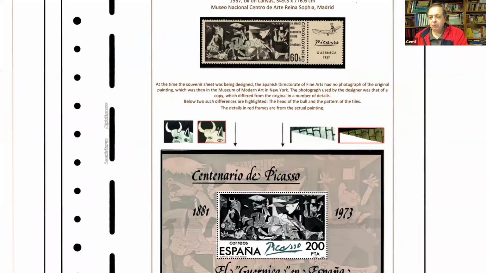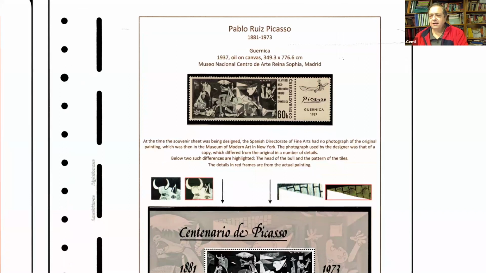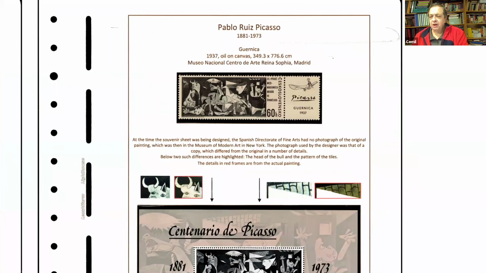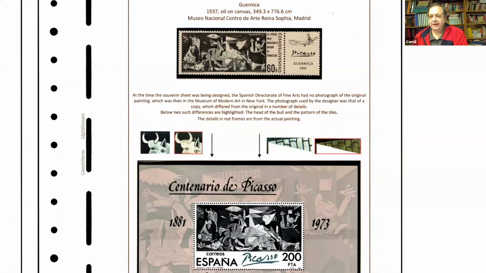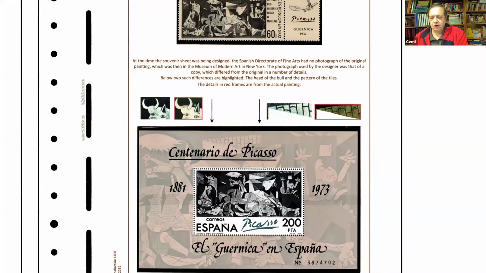Now I want to go quickly into another one. This is an album page about Picasso and Picasso's famous painting Guernica. And I'm not going to go into a lot of detail about Guernica. I could talk about it for the next half hour. But the point here is that when the Spanish post office was preparing this stamp to be printed, the painting was in the Museum of Modern Art in New York. So they didn't have a picture of the painting.